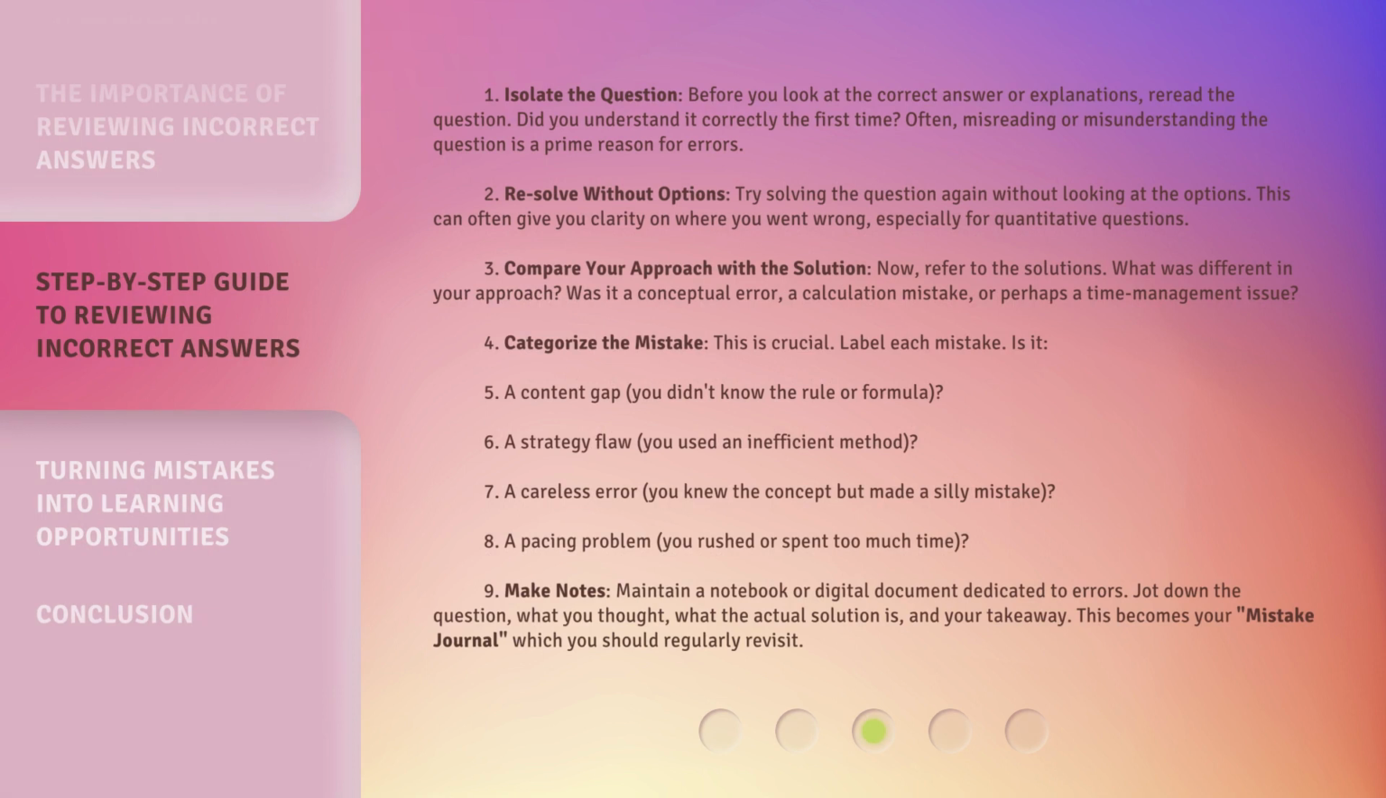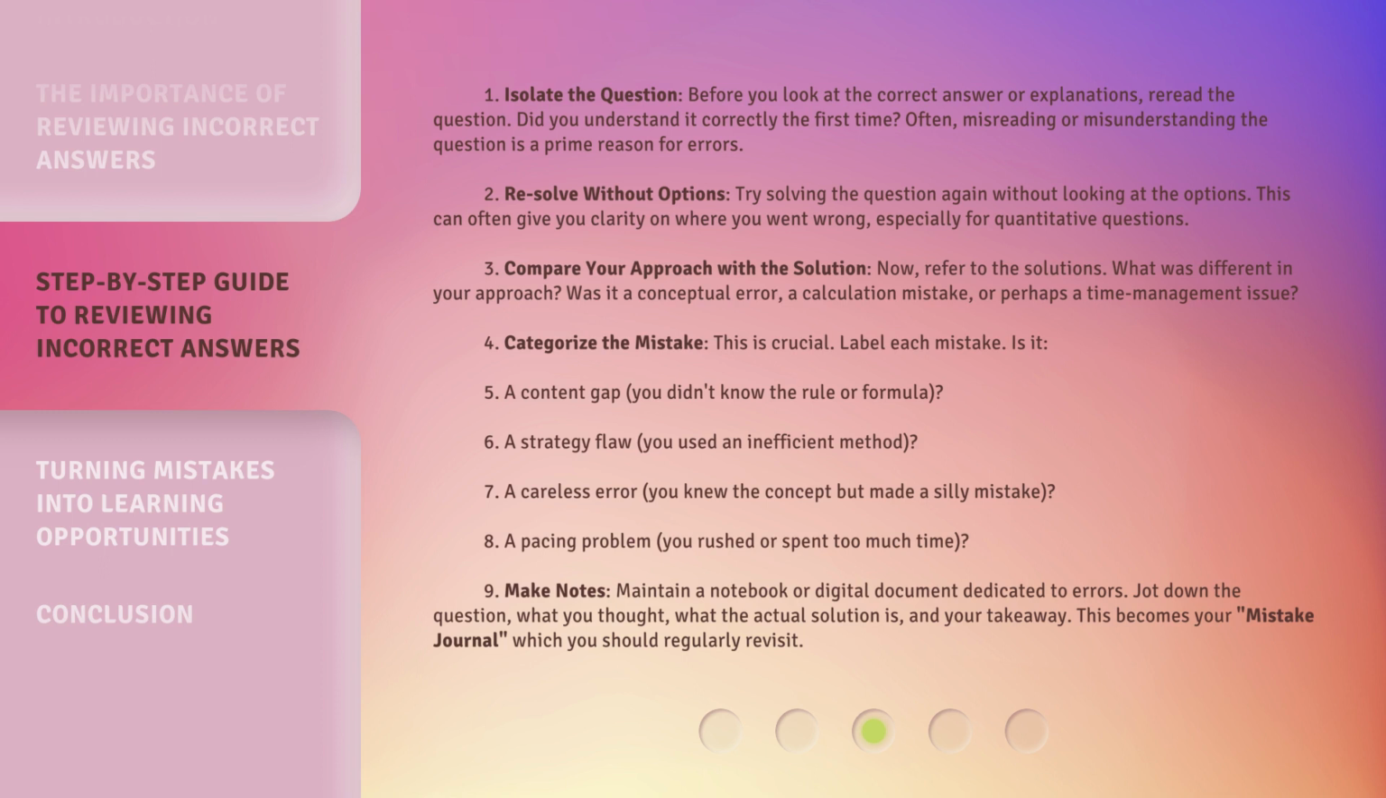1. Isolate the question. Before you look at the correct answer or explanations, reread the question. Did you understand it correctly the first time? Often, misreading or misunderstanding the question is a prime reason for errors. 2. Resolve without options. Try solving the question again without looking at the options. This can often give you clarity on where you went wrong, especially for quantitative questions.